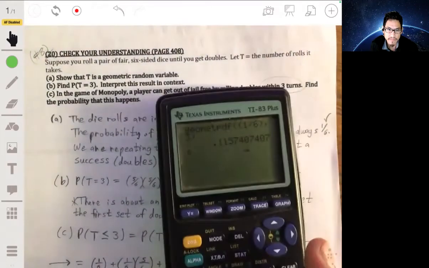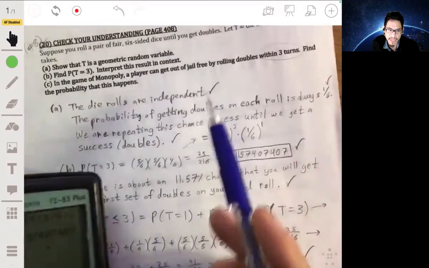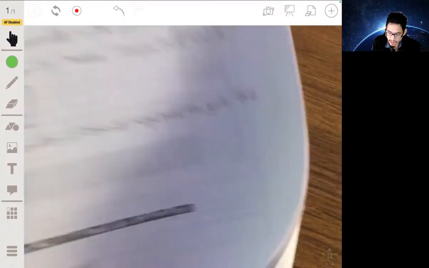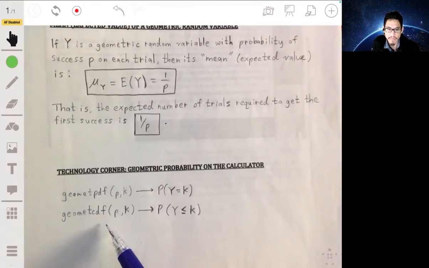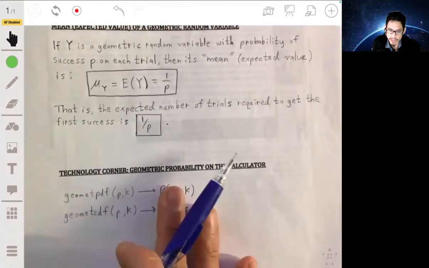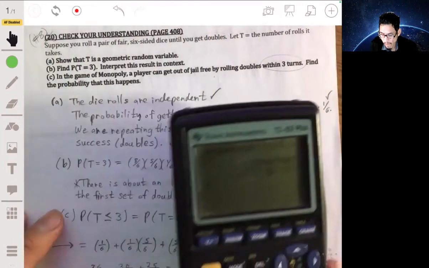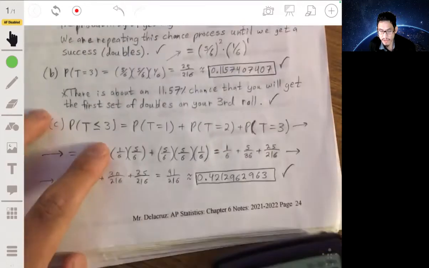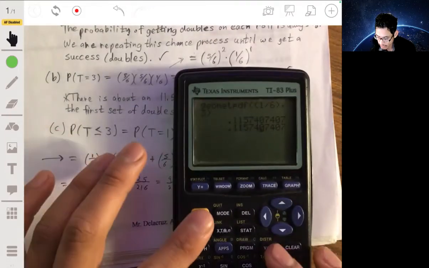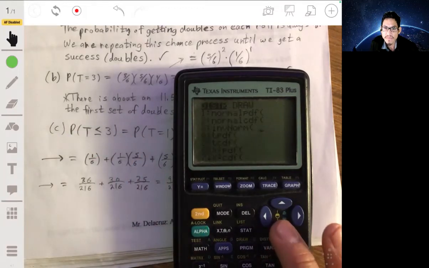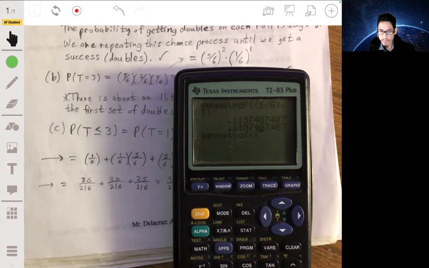Same answer. Now the probability that T is less than or equal to 3, I can use the geometric CDF. Same thing, but this will calculate the probability that Y is less than or equal to k. In this case, k is 3 for part C: the probability that T is less than or equal to 3. Go back to the distribution functions. This time go down to geometric CDF and just go PK. So 1/6 is my p, and k will be 3.